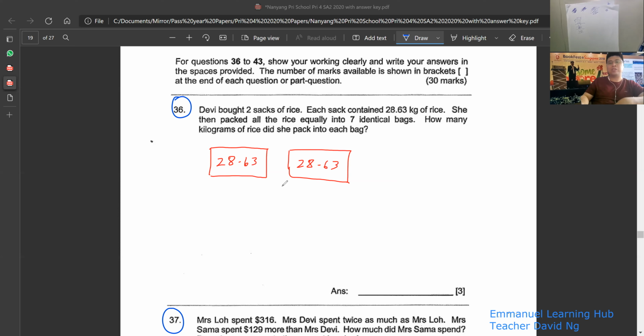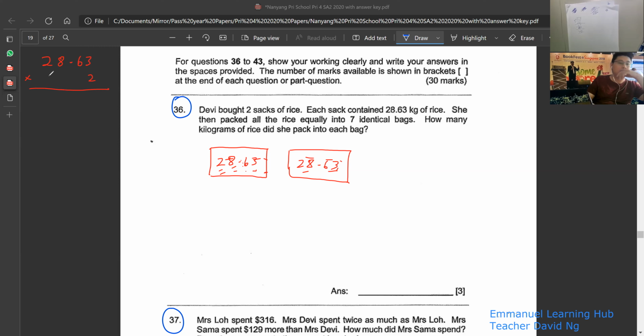Okay, 2 sacks of rice. So 28.63 times 2. What do you have? How to do? Times.